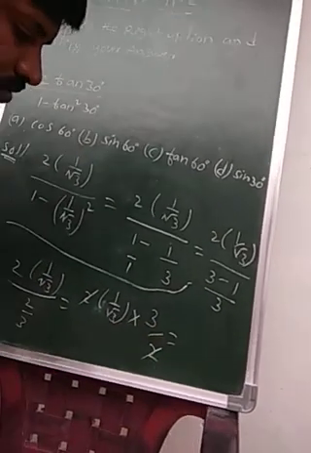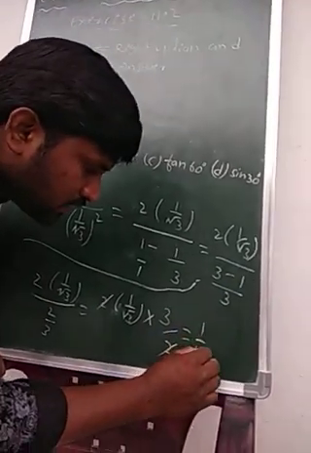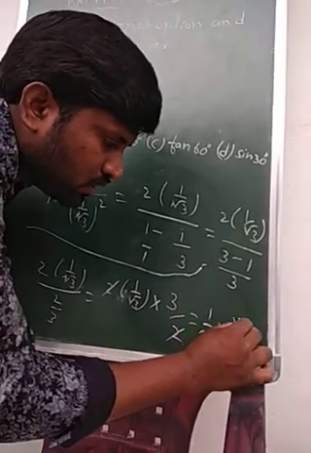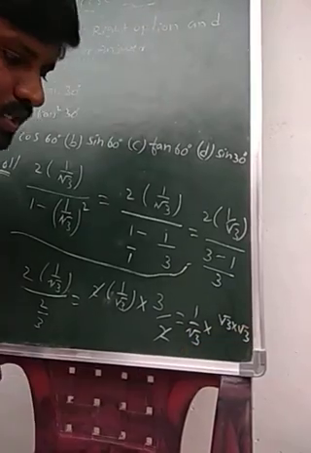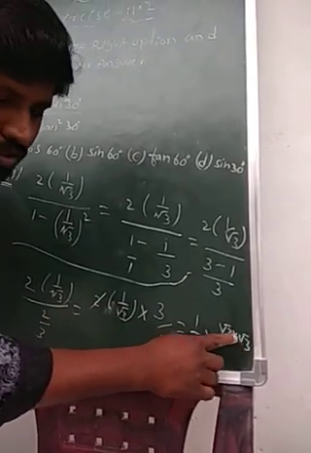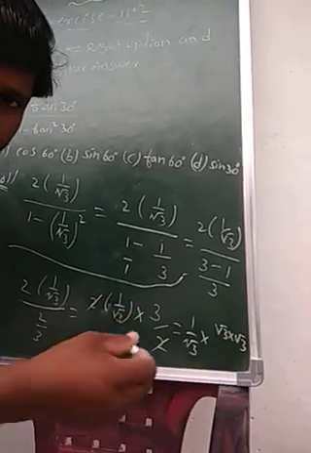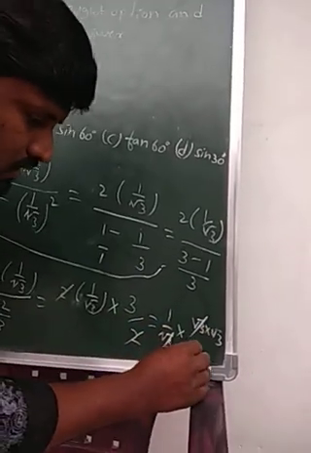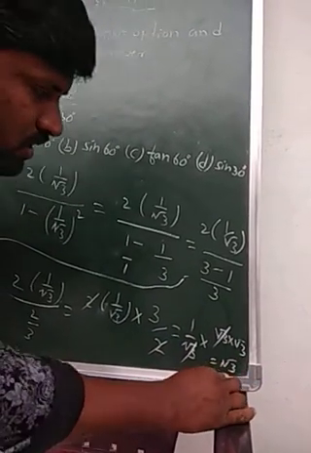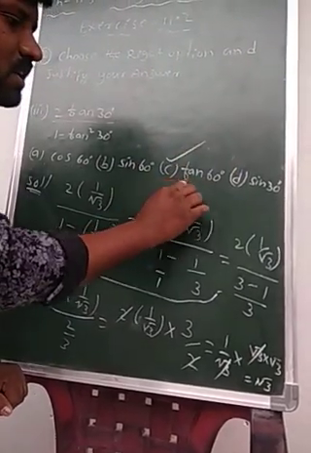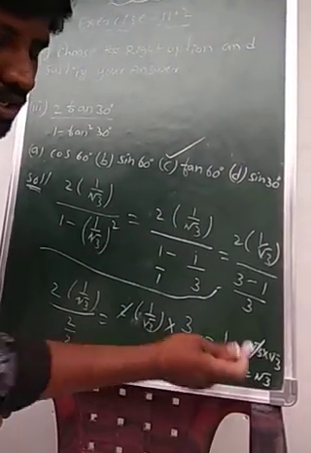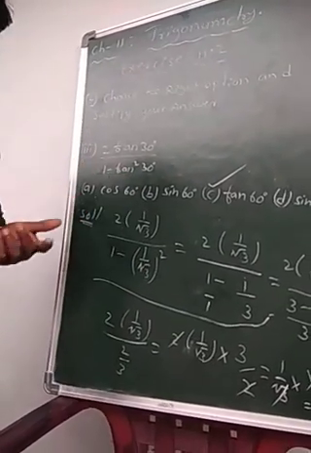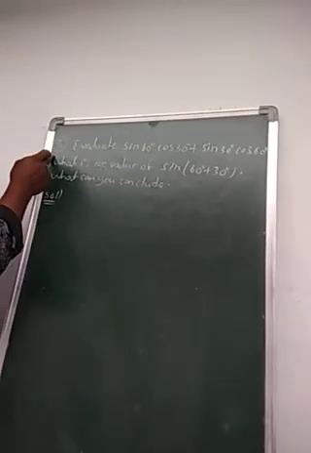Then I am writing this one 1 by root 3 into 3, which we can write as root 3 into root 3. So root 3 into root 3 means root 3 whole square. Again 3 will come. So now root 3 cancel. 1 into root 3, what? That is root 3. So root 3 means the required answer is what? Tan 60. Tan 60 means that is root 3. Okay students, so this is the required solution for this question. Next question number 3.